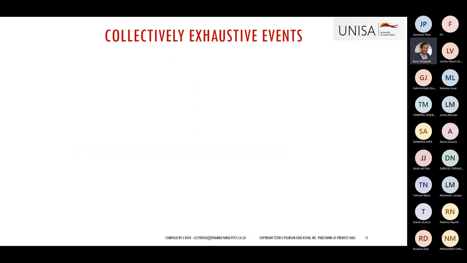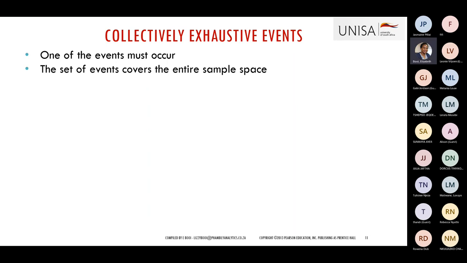We also have what we call collectively exhaustive events. And this means at least one of the events must occur. And the whole set of events should cover the entire sample space. So if a coin lands on a tail, and the other event is a coin landing on a head, they complete the sample space. When you toss a coin, it will land on either one, the head or a tail. Let's look at an example of collectively exhaustive events.